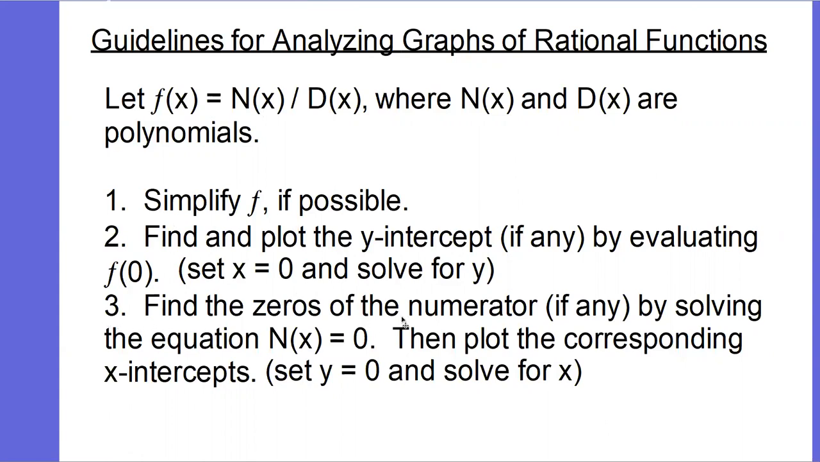Step 3, find the zeros of the numerator, if any, by solving the equation n of x equals 0. So in other words, take whatever's in the top part of your rational function, the numerator, set it equal to 0, plot the corresponding x-intercepts. Basically, what this is equivalent to is just setting y equal to 0 and solving for x. So if you're setting y equal to 0, that's the same thing as setting f of x equal to 0. Y and f of x mean the same thing.